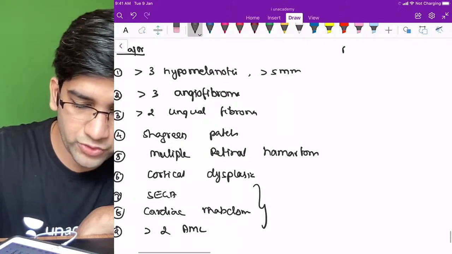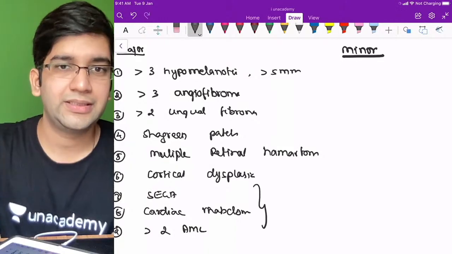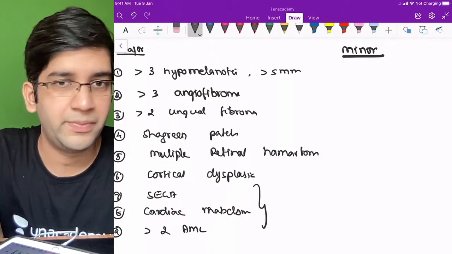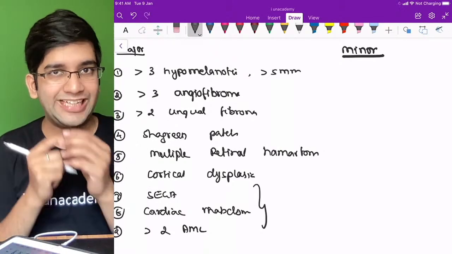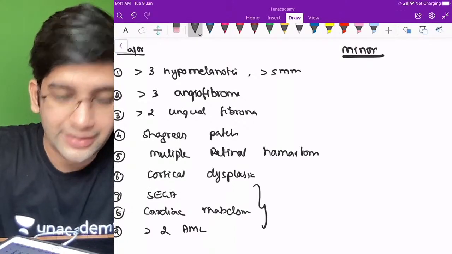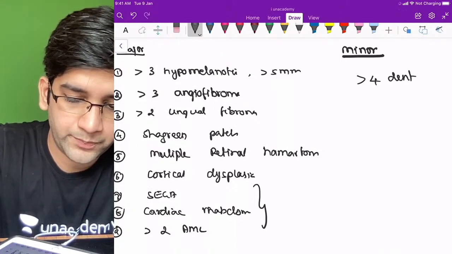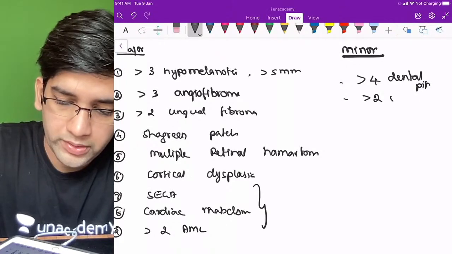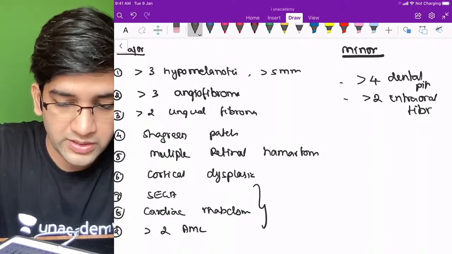When I come to the minor features of tuberous sclerosis, minor features, again, you have lots of skin lesions. I can have dental enamel pits and intraoral fibromas. The pits of dental enamel, it's again a very common finding seen in many associated diseases, right? Like a nail pits, you'll have dental enamel pits. I should have more than 4 dental pits, right? And you have more than 2 intraoral fibromas. It should be biopsy proven as fibromas.